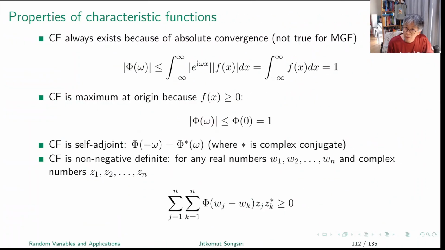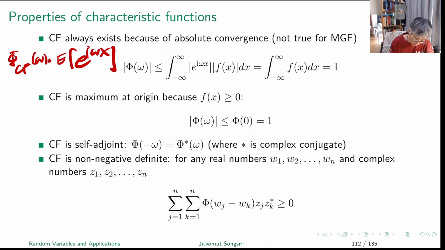Now let's talk about the properties of the characteristic function, and I'm going to note the things that are different from the MGF. First of all, the characteristic function always exists no matter what the value of omega. The CF is the expectation of e to the i omega x, but the MGF is the expectation of e to the tx.